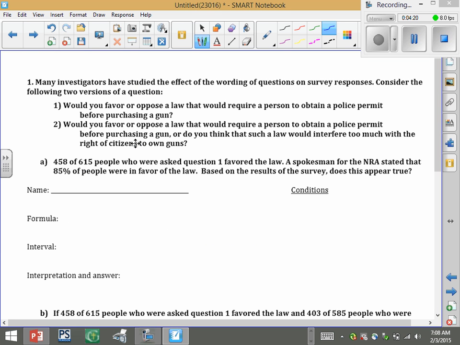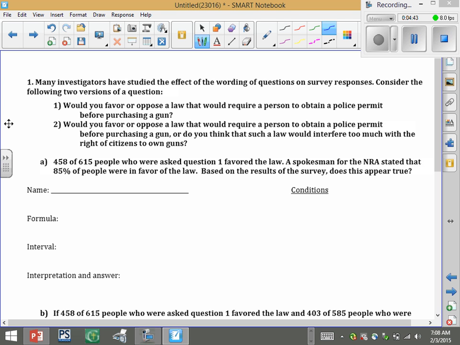So, quick look here. Many investigators study the effect of the wording of questions on surveys. So we have these two questions. Would you favor or oppose a law that would require a person to obtain a police permit before purchasing a gun, or would you favor or oppose a law that would require a person to obtain a police permit before purchasing a gun, or do you think such a law would interfere too much with the right of citizens to own guns?